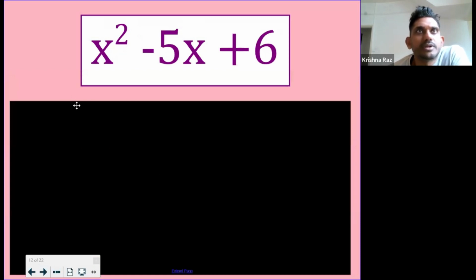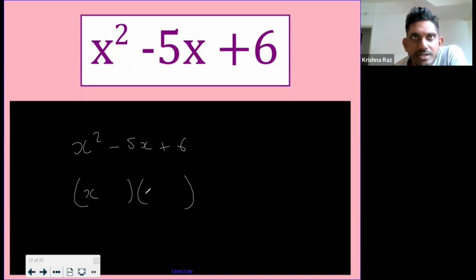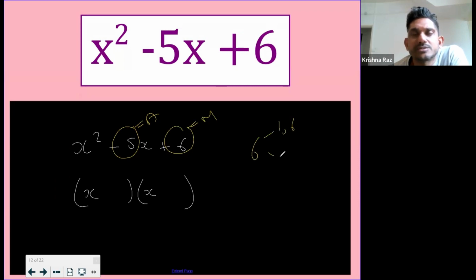Example 2, similar numbers, but with a minus sign. So we have x squared minus 5x plus 6. Because it's quadratic, we need a double bracket. We know there'll be an x in each bracket. What are the factors of 6? Because we need 2 numbers that add to give us minus 5 and multiply to give us 6. So we can have 1 and 6, or 2 and 3, like in the previous example.